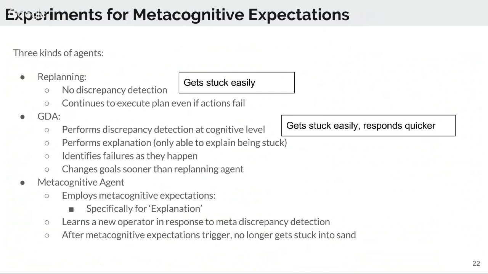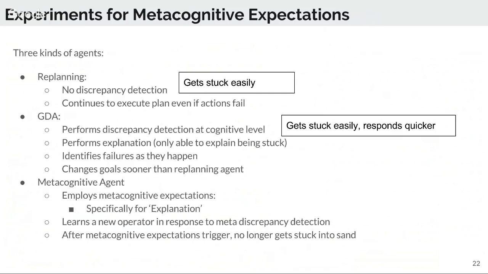And in this work, we assume kind of an oracle function that knows how to update the planning operator. That's certainly an area for future work. But if we assume that we have that, because this work is focused on the expectations, how can we detect when we're in situations where we want to trigger metacognitive functionality?